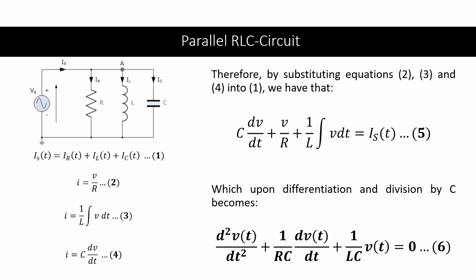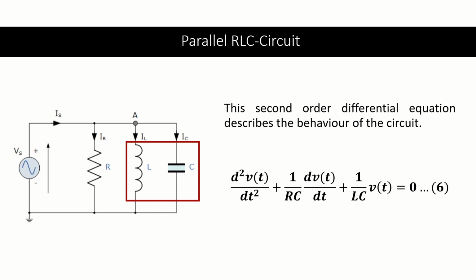Therefore, by substituting equations 2, 3, and 4 into equation number 1, we could write equation number 5. This equation describes the system's total current as the sum of the current voltage relationship of each of the components in the circuit, which upon differentiation and division by C becomes equation number 6, in which all of the terms are given by the derivative of the voltage with respect to time, where V of t is the voltage across the circuit throughout time.